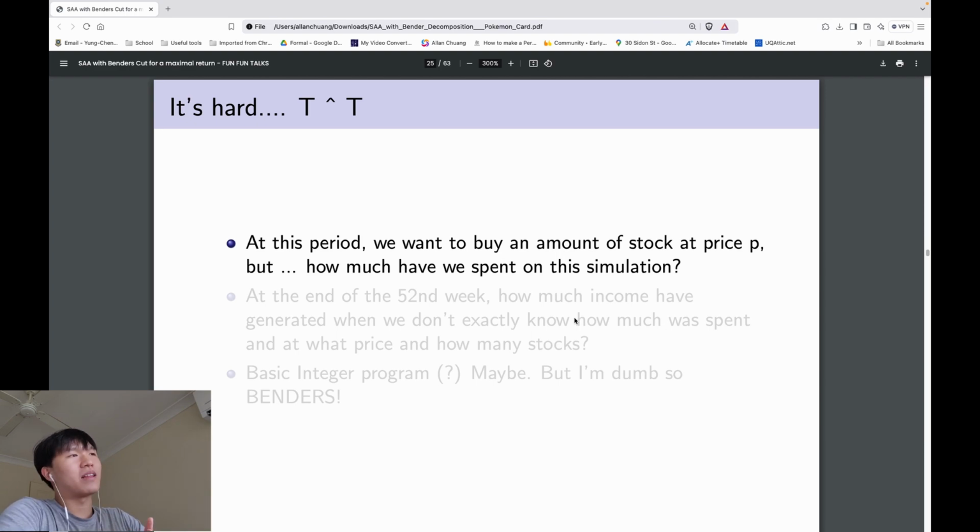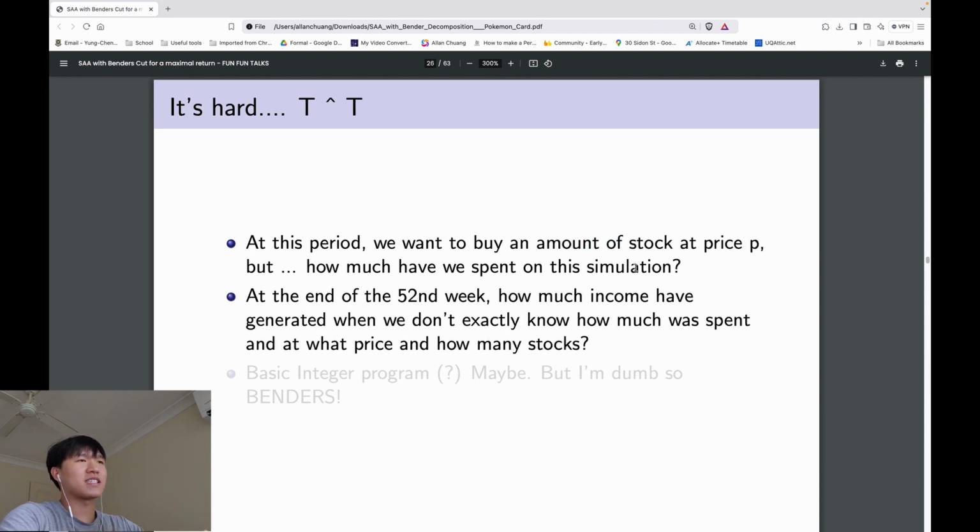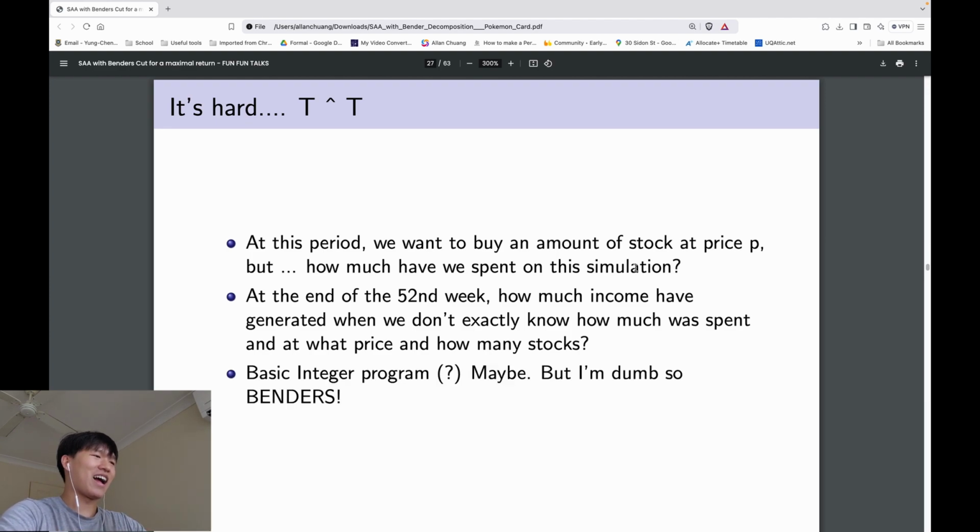And it's sort of complicated, because there's a few questions that we kind of want to ask ourselves, right? At this period in time, at this week, we want to buy an amount of stock at price P, but how much have we spent so far? I didn't actually know for the simulation. I mean, if I'm spending over the capital by now, I can't be spending any more. I can't be buying any more stocks. And at the end of our 52nd week, which is 1 year, how much income have we generated? Well, we don't exactly know, because we need to know how many stocks we've bought and at what price, aka what's our average price. So this might be doable with a basic integer program, but I don't know.